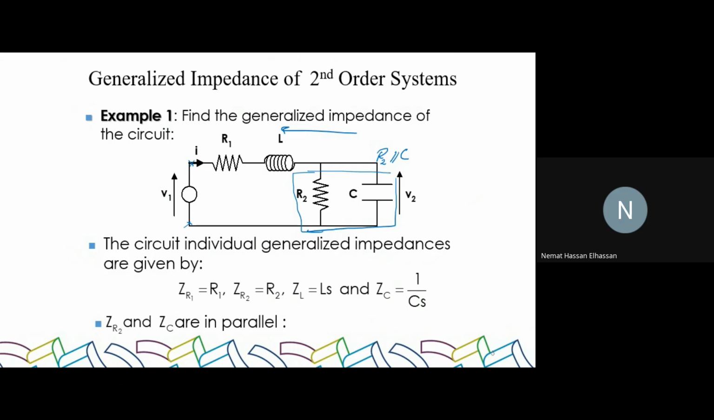And so if I want to find the total impedance, it's basically Z total is equal to ZR1, which is connected in series to ZL, so plus ZL, which is connected in series to the parallel branch, ZR2 parallel to C. So this is my total impedance. And all I have to do is now evaluate what this total impedance is like.